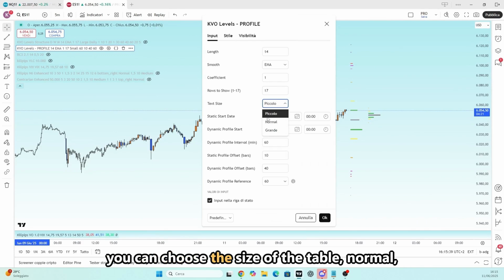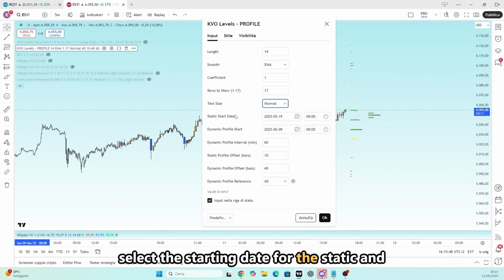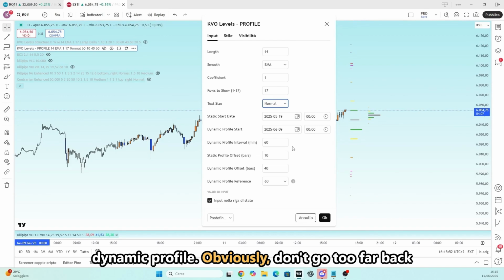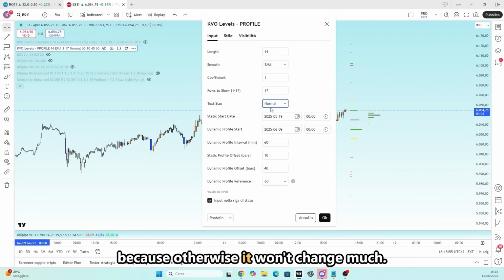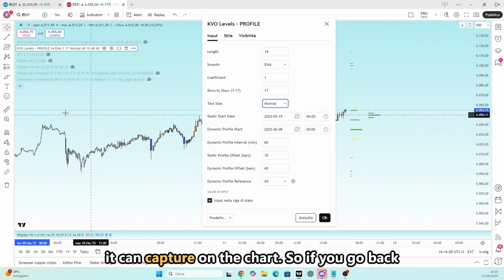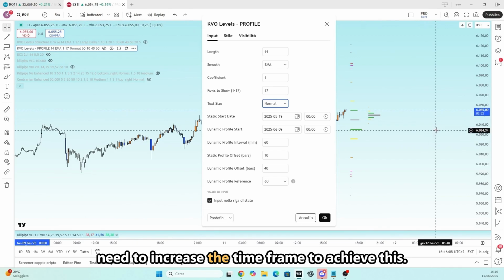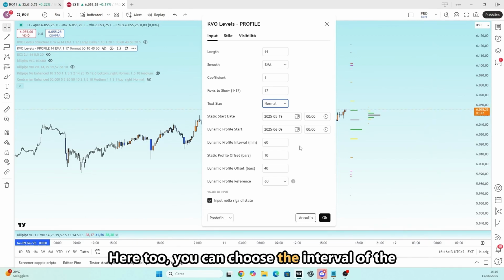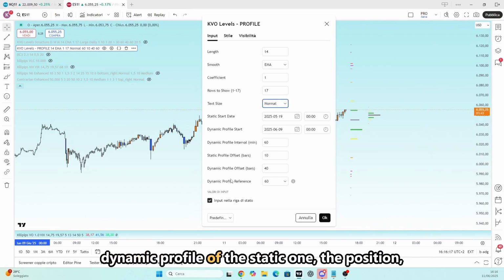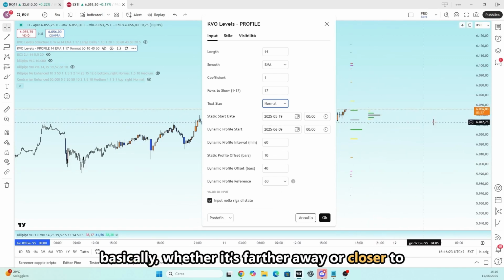Obviously, you can choose the size of the table, normal, large, whatever you prefer, and you can also select the starting date for the static and dynamic profile. Don't go too far back, because otherwise it won't change much. It won't change because it only counts the bars it can capture on the chart, so if you go back further, it won't update the levels. You need to increase the time frame to achieve this. Here too you can choose the interval of the dynamic profile, of the static one, and the position, basically whether it's farther away or closer to the candles.